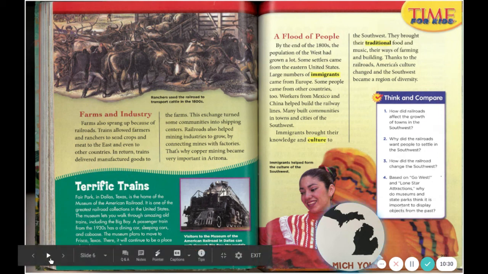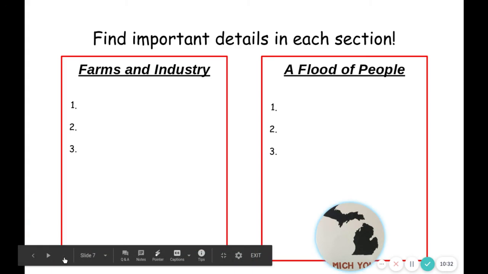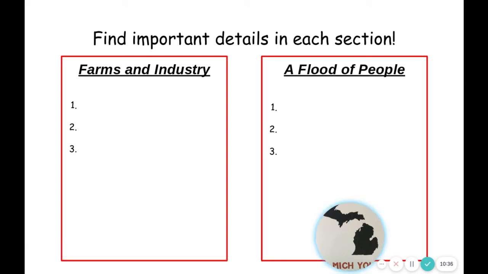Okay, your task today on the assignment is to go to this slide and complete 3 facts about the farm and industry, which was on page 216, and then 3 facts about a flood of people, which was on the final page 217. All right, do your best writing complete sentences, okay?